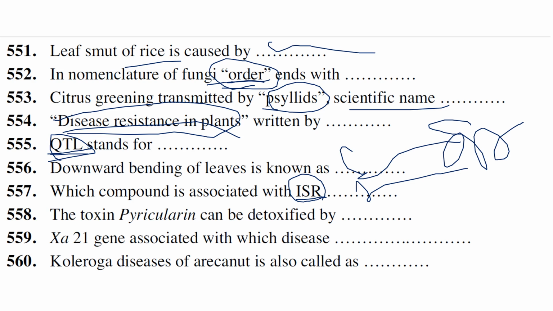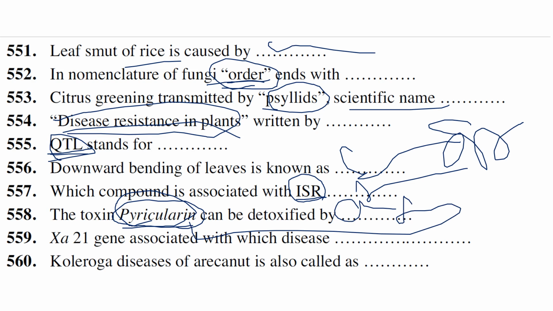The toxin pyricularin is generally detoxified by what? Pyricularin is the toxin produced by rice blast, Pyricularia oryzae or Magnaporthe grisea, and it can be detoxified by using chlorogenic acid and ferulic acid. By using these acids we can detoxify this pyricularin.